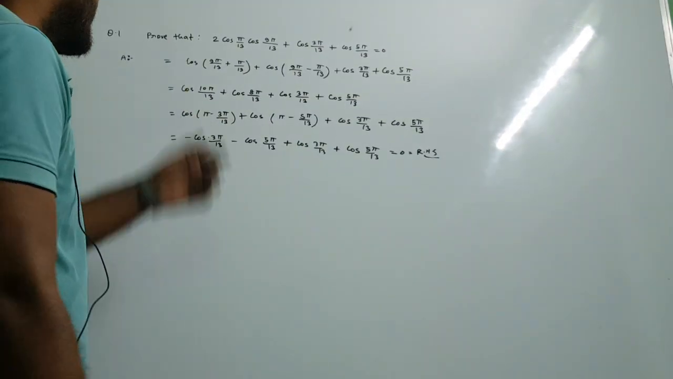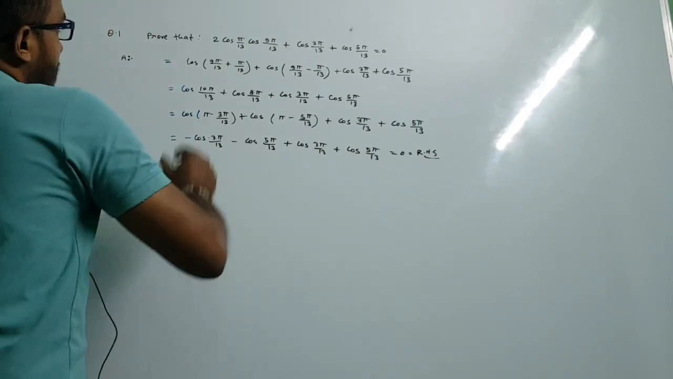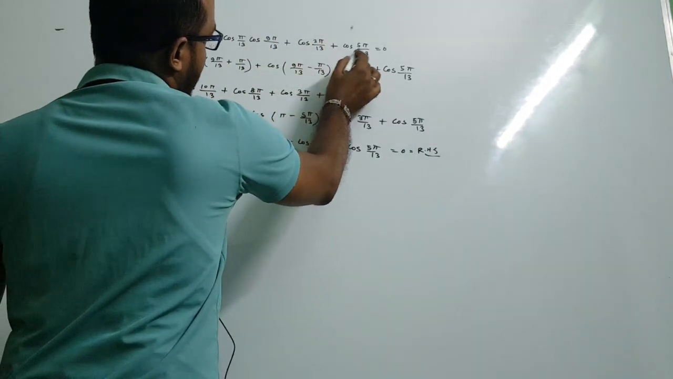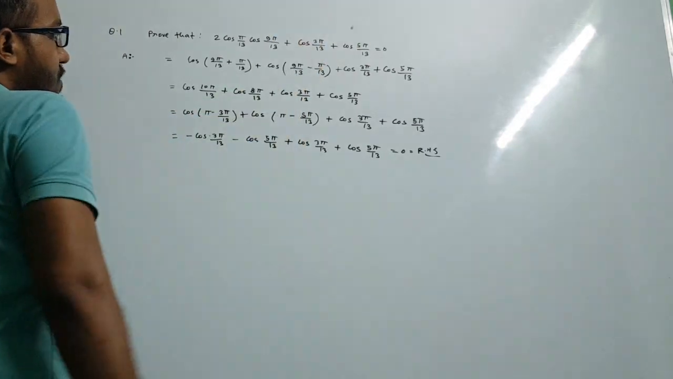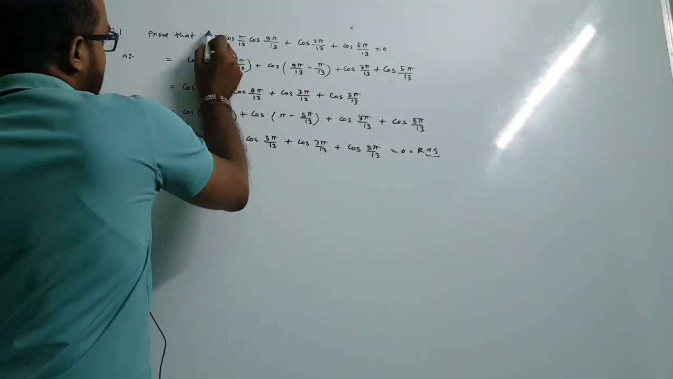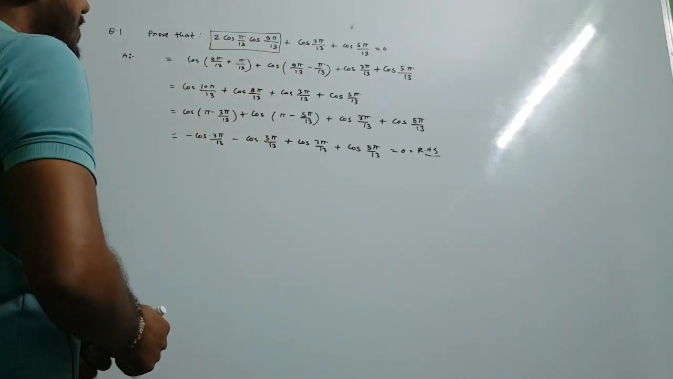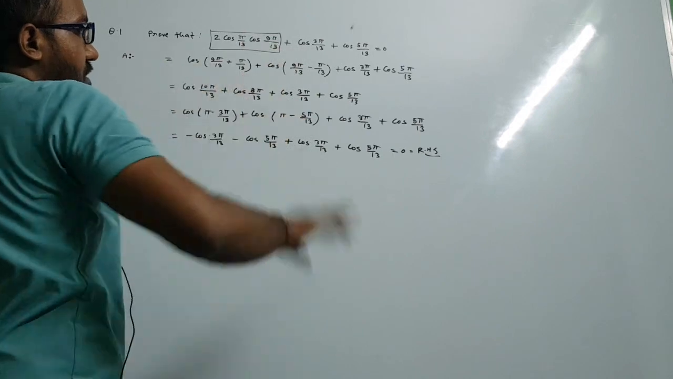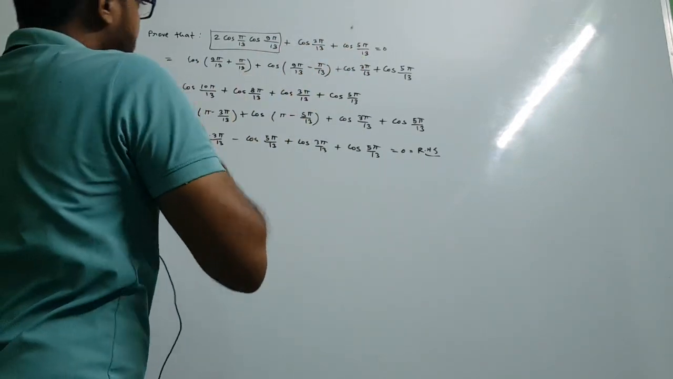So let us see the first problem related to the transformation formulas. 2 cos pi by 13 cos 9 pi by 13 plus cos of 3 pi by 13 plus cos of 5 pi by 13. You have to prove that this equals 0. So see, first formula we have to apply, 2 cos a cos b. We can apply 2 cos a cos b as cos of a plus b plus cos of a minus b. Rest of the things will be as it is.